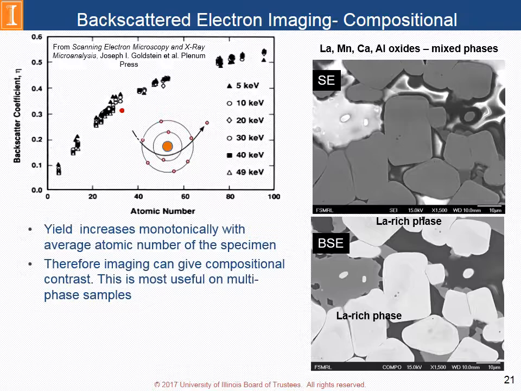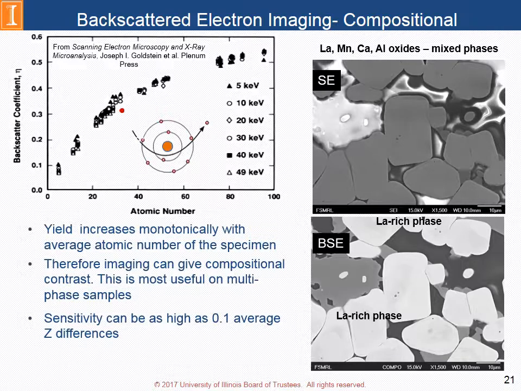This set of images was taken from the same area. The upper one is the secondary electron image. The lower one is the backscattered electron image. We can see that the contrasts are completely different in these two images. The grains appear bright in the backscattered electron image because they are a lanthanum-rich phase, which has a much higher average atomic number.